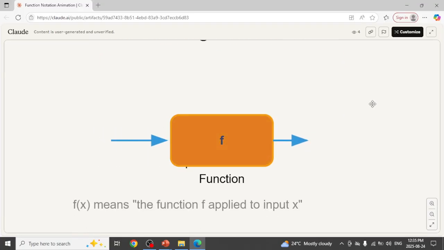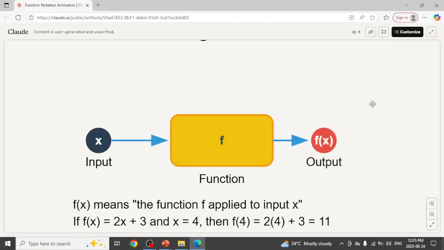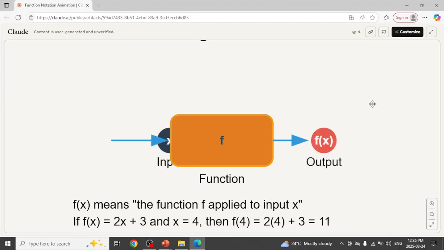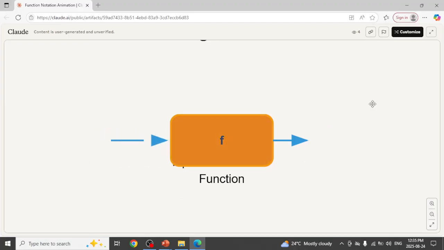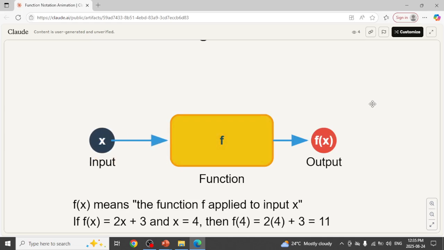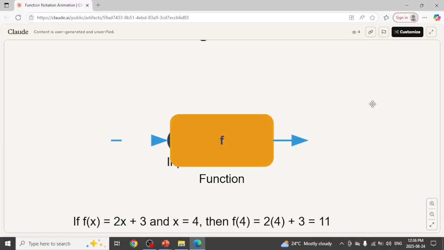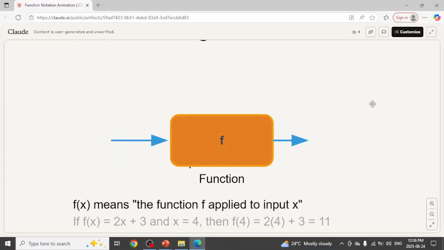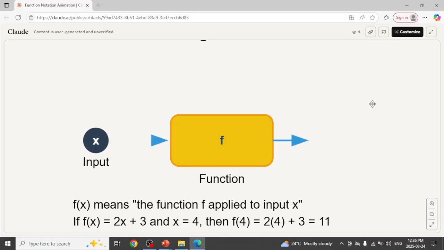For example, a simple example: f of x equals 2x plus 3. This just means take any number x, multiply it by 2, then add 3. So if x equals 4, then f of 4 is 2 times 4 plus 3, which equals 11. So we say f of x because we are applying the function f to the input x.